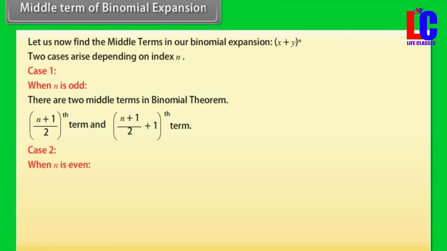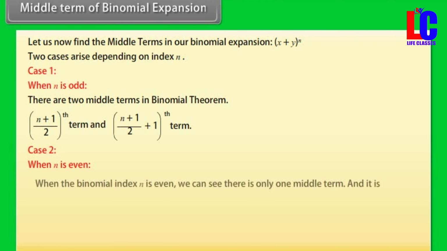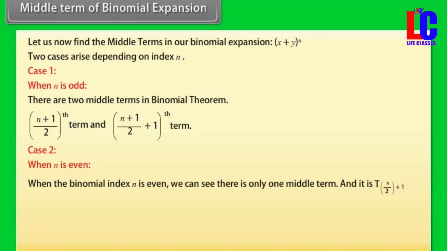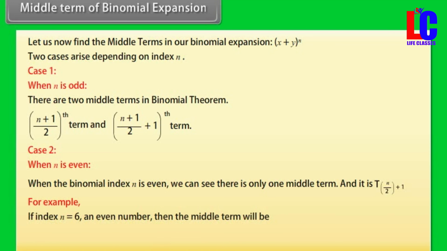Case 2: when n is even. When the binomial index n is even, there is only one middle term, and it is T(n/2 + 1). For example, if index n is equal to 6, an even number, then the middle term will be T(n/2 + 1), which is T(6/2 + 1), which is equal to T4.